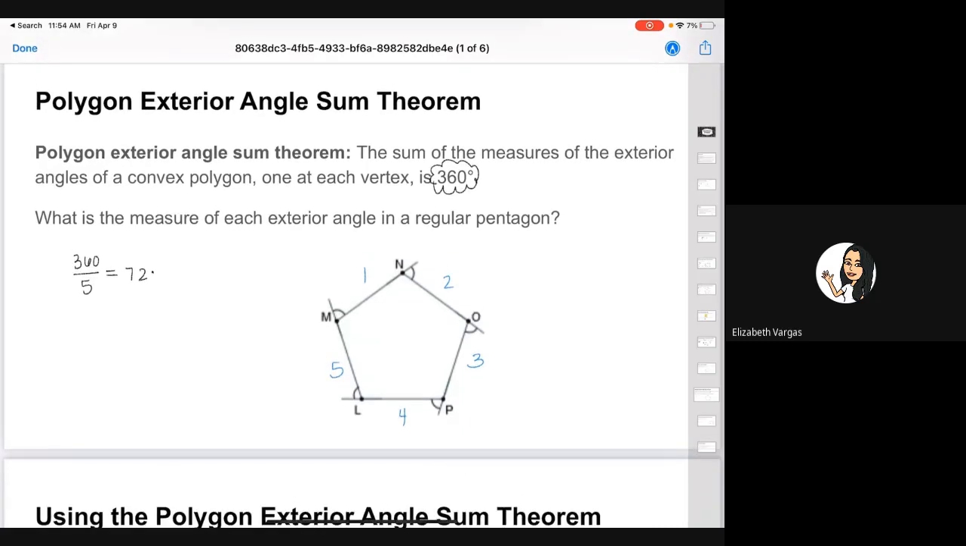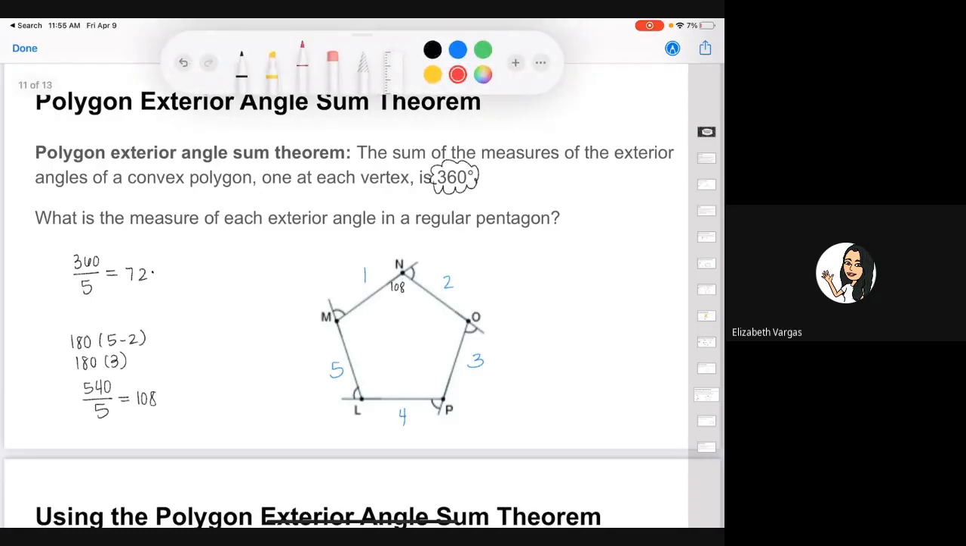The other way I can solve is I can solve for the interior angles of this polygon, and then find out what each interior angle is equal to, 108. And if the interior angle is equal to 108, and these extending lines form a straight line right there, then I can just take 180 minus 108, and I'd find that that is equal to 72 degrees as well.